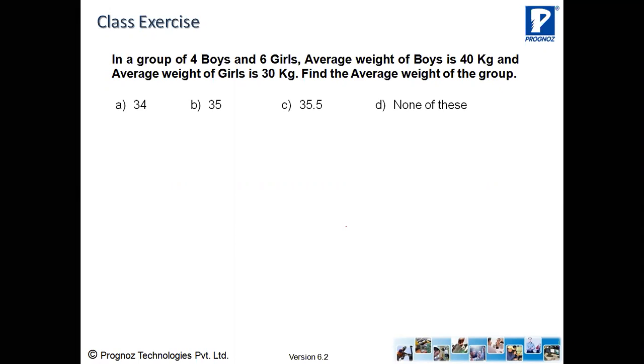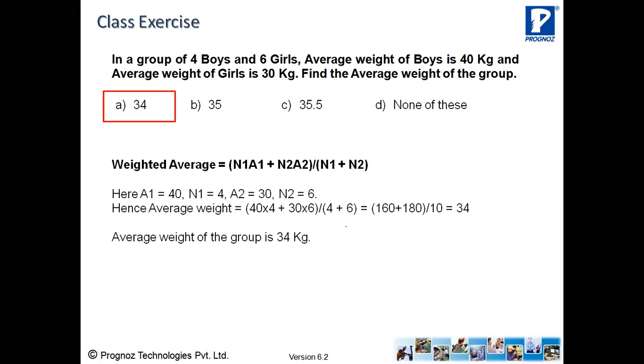How much will it be? Quickly, can you tell me? N1A1 plus N2A2 divided by N1 plus N2. 34. Very good. It is 34, the average weight. So for the group, the average weight is 34. It is 40 into 4, A1N1 plus A2N2 divided by N1 plus N2. You'll get 34.